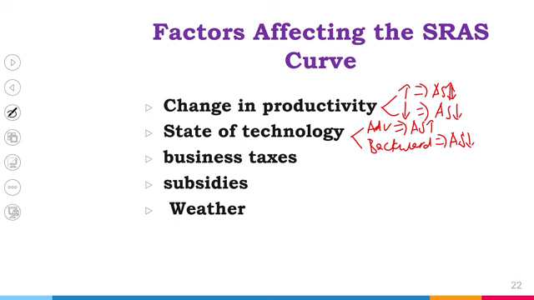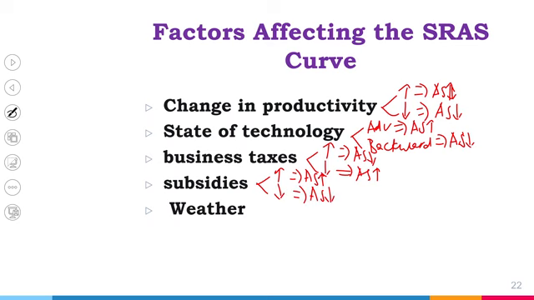And the other determinant is business taxes. If government imposes higher taxes on businesses, then the aggregate supply will decline. But with the fall in business taxes imposed by the government on investors, then the aggregate supply will increase. So there is an inverse relationship between business tax and aggregate supply. The third one is subsidies. If government increases subsidy, then aggregate supply will increase. But if there is a fall in the subsidies, aggregate supply will decline.